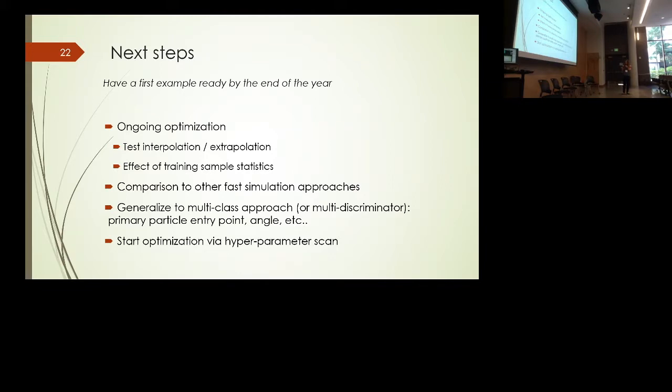We need to compare. To have a figure of how well or how badly we are doing, we want to compare to other fast simulation approaches, because so far you saw results compared to a full simulation. And we want to generalize to a multi-class approach. This is important because we want to be able to vary different quantities that describe the particle.